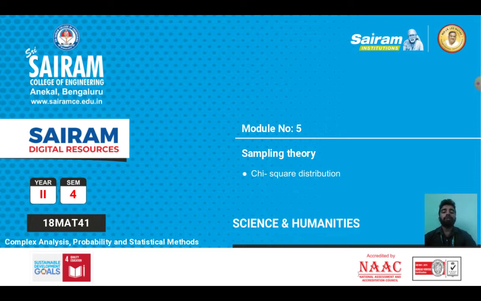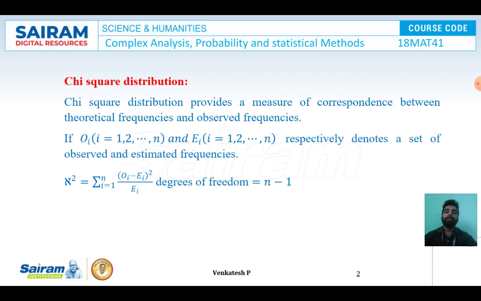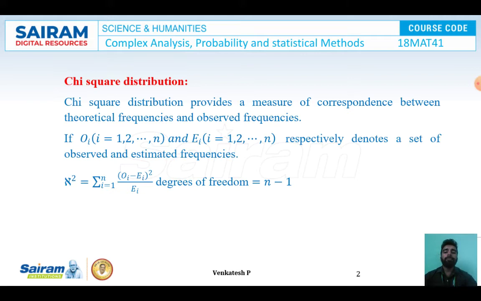In this lecture video, we're going to discuss the chi-square distribution and problems on the chi-square distribution. What is the chi-square distribution? The chi-square distribution provides a measure of correspondence between theoretical frequency and observed frequency.